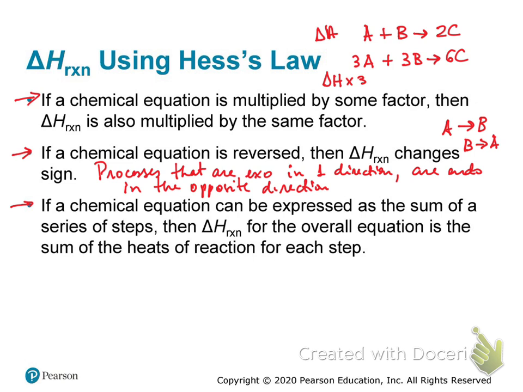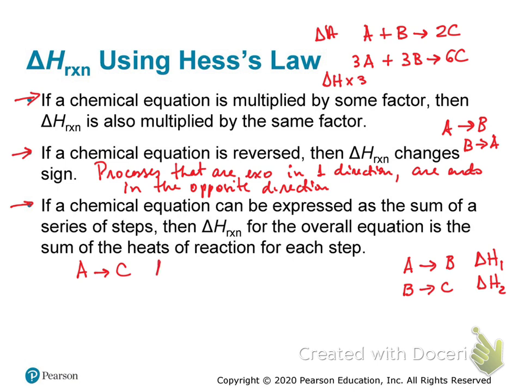And the last one talks about a combination, right? So if a chemical equation can be expressed as the sum of a series of steps, then the delta H of the overall is the sum of these steps. So I may be aware of 2 processes that exist. I may be aware that A to B gives me a certain enthalpy, and the second process is B going to C, enthalpy number 2.